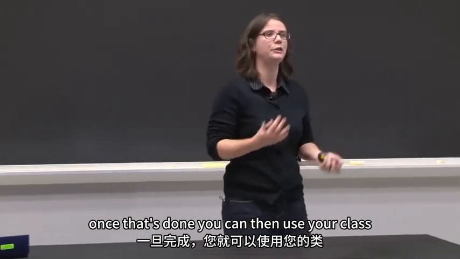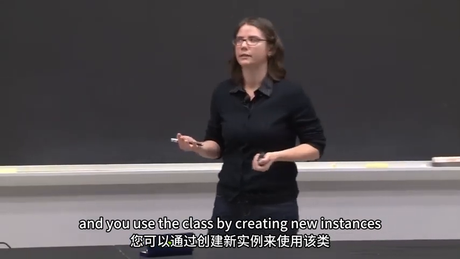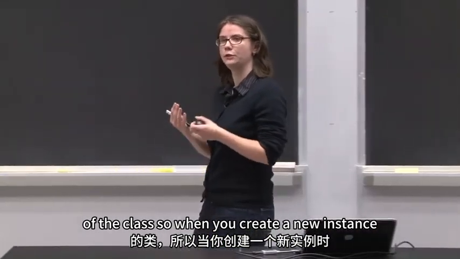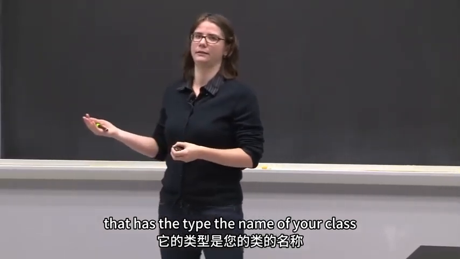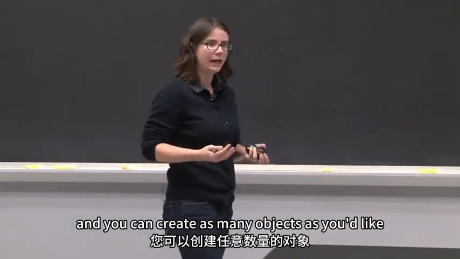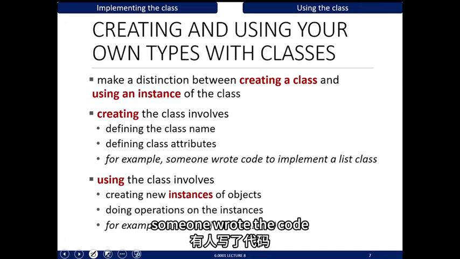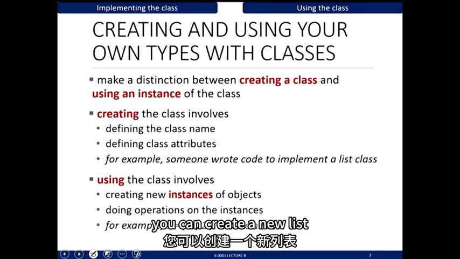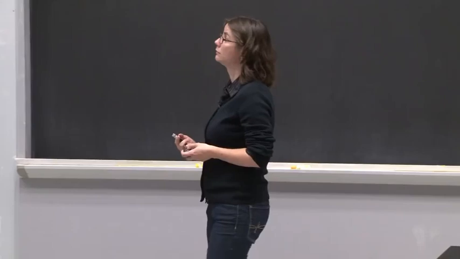Once that's done, you can then use your class. And you use the class by creating new instances of the class. So when you create a new instance, you essentially create a new object that has the type, the name of your class. And you can create as many objects as you'd like. You can do all the operations that you've defined on the class. So for example, someone wrote the code to implement a list class, and then you can just use the list class like this. So you can create a new list, you can get the length of the list, you can append to the end of the list, and so on and so on.